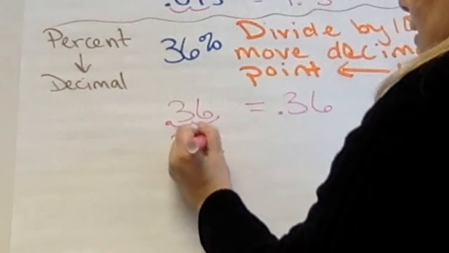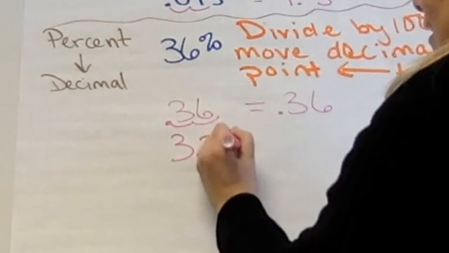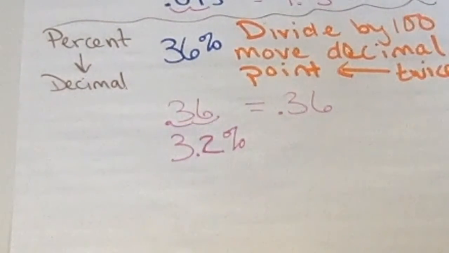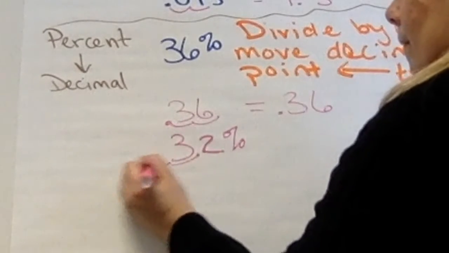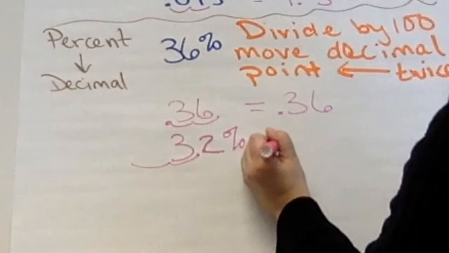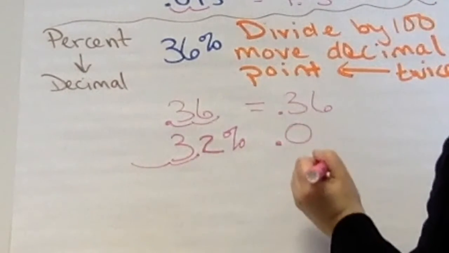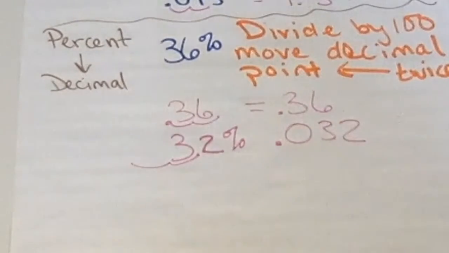Let's say you have 3.2 percent. What would I do with that? Divide by 100. So it'll be 0.032. Good, you guys. Any questions on percents to decimals?